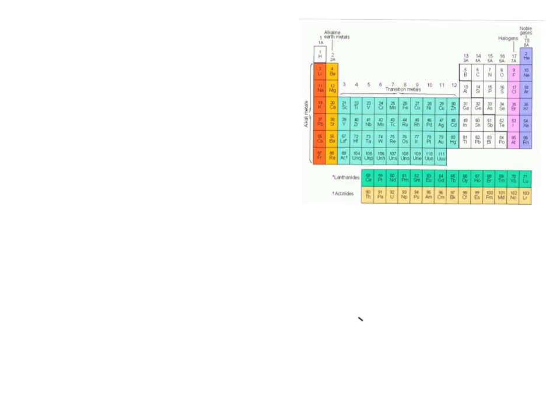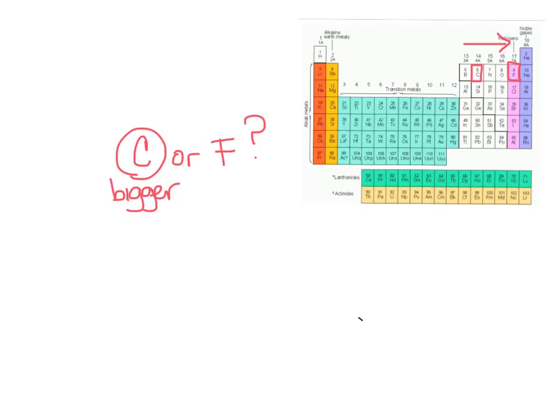Alright, so sample problem. Let's say, which one of these is larger, carbon or fluorine? We go to the table. Here's carbon. Fluorine, same row, but further to the right. Therefore, carbon is going to be the bigger one because they get smaller as you go to the right. In fact, I recommend when you get your periodic table, immediately right off to the side, write: smaller as you go to the right, bigger as you go down, and that's the trend for size.